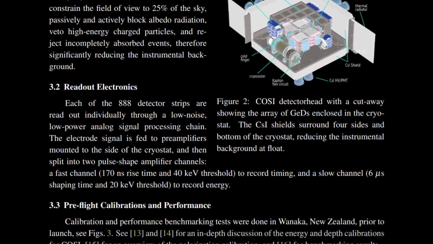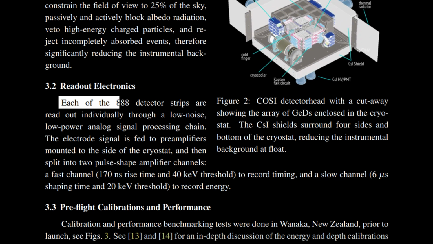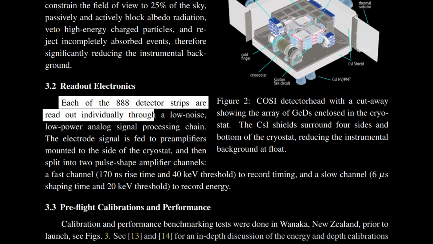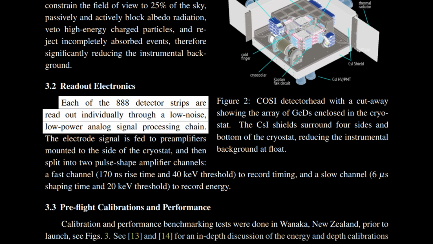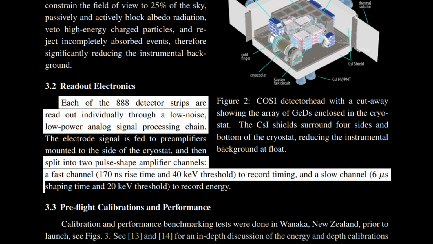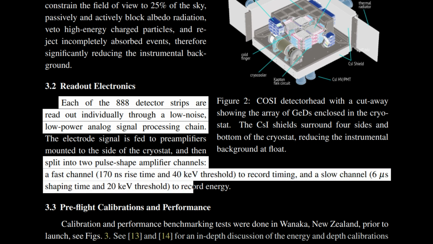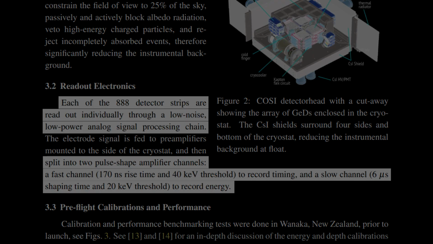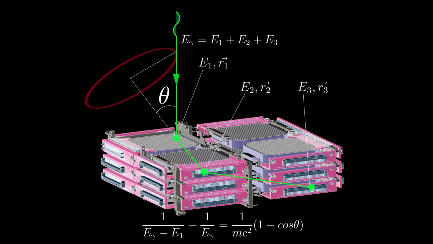According to Kierans and Boggs' paper, 888 detector strips are read out individually through a low-noise, low-power analog signal processing chain. It's then split into two pulse-shaped amplifier channels, a fast channel to record timing, and a slow channel to record energy. Compton scattering ends up in a specific scattered angle.